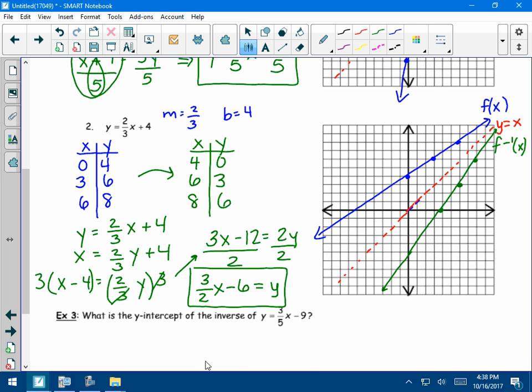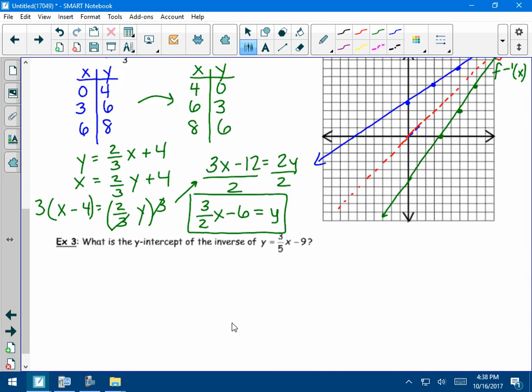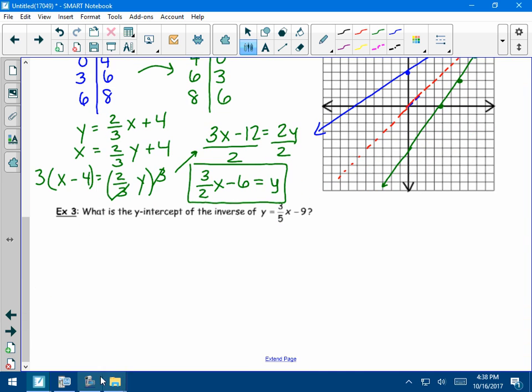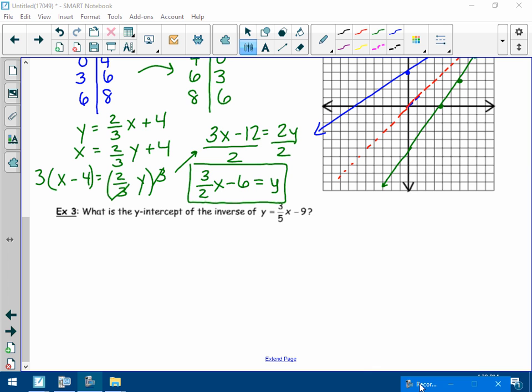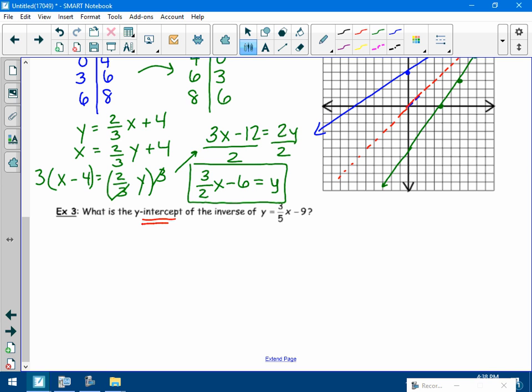Okay. Now these last few questions, you've got to do a little thinking about. So first it says, what's the y-intercept of the inverse of y equals 3/5 x minus 9? Well, there's a couple ways we could go about this. This is a little bit old review too. Remember how to find any y-intercept ever? The way you find any y-intercept ever is you set x equal to 0. We talked about that in the functions unit.